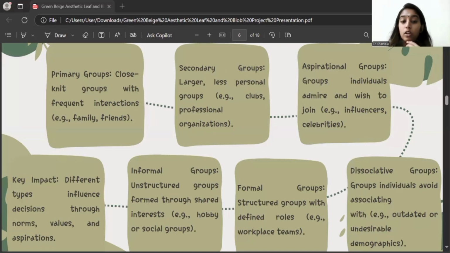So the last one will be informal groups. Basically, these informal groups are quite less structured. They are groups of friends, or even what we call hobby groups.